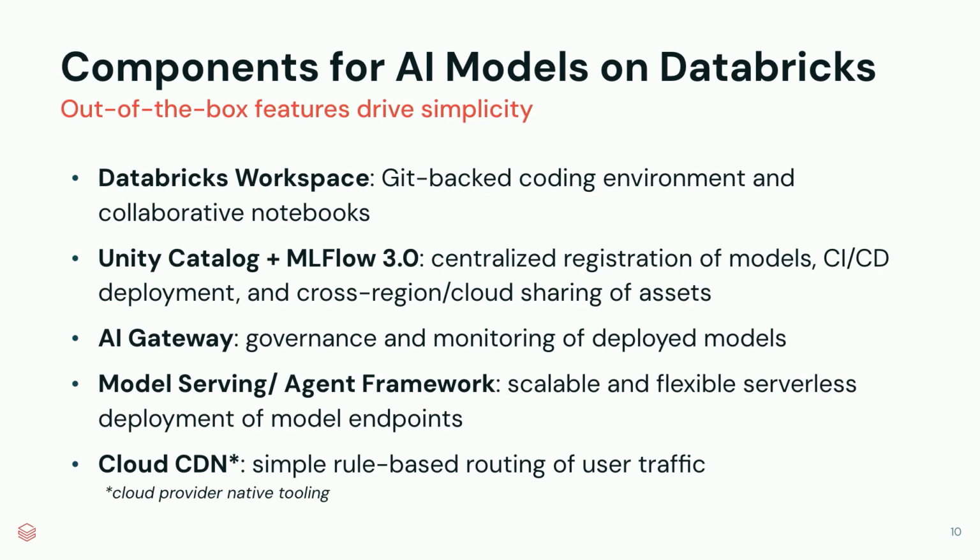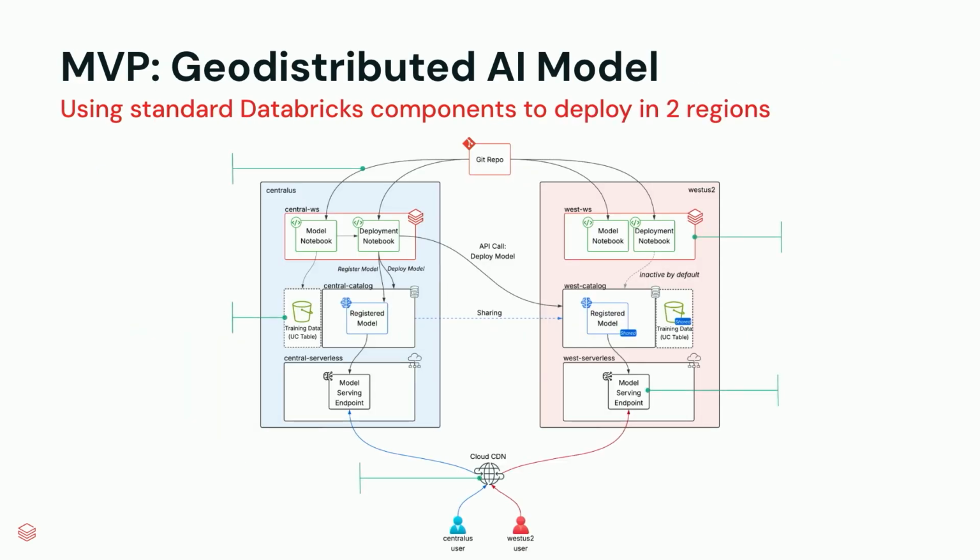We have model serving, which is scalable and serverless per region, saving you costs by being able to scale down or up according to demand. And also, we have our agent framework, where we'll talk about the special case of deploying agents across regions as well. And then finally, we combine that with a single endpoint, a single point of contact, and we can build a number of rules using a cloud CDN. So we'll show that.